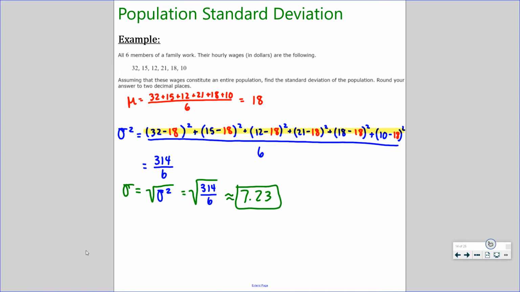So that number tells you, on average, each of those wages are around $7 away from the mean. That's what that number tells you statistically. On average, now obviously there's some that are more, like 10 is further away from the mean than the average, but that's the average of the distance away from 18, the mean. Okay, that's not too bad, right? I'm starting to like this because it's more mathy.